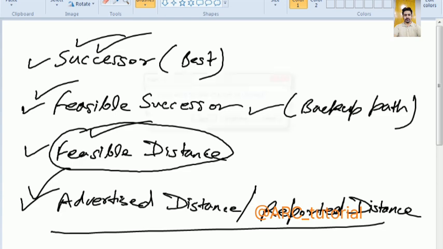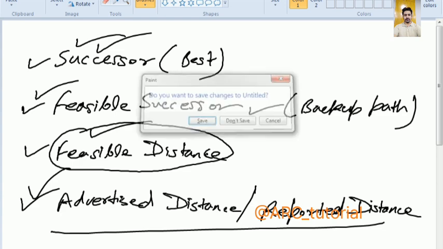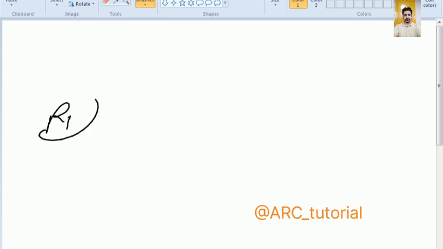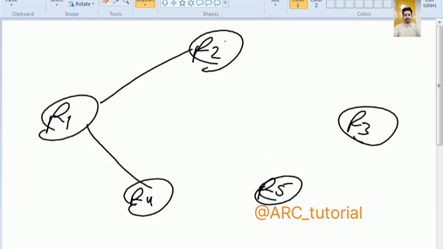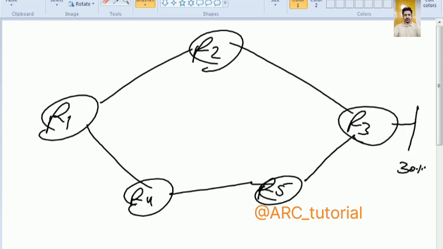Fine. So this time let's try to understand all these terminologies using a small diagram. This is R1, let's say this is R2, R3, and behind R3, let's say you have the prefix 30.1.0/24. This is FA0/3 or 0/2, whatever it is, but this network is directly connected to R3.